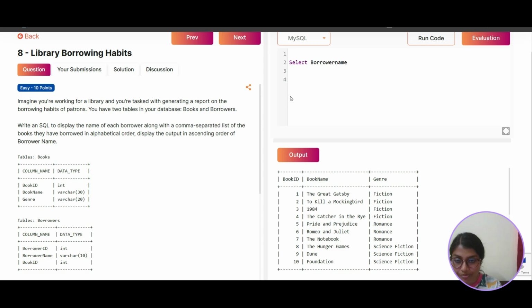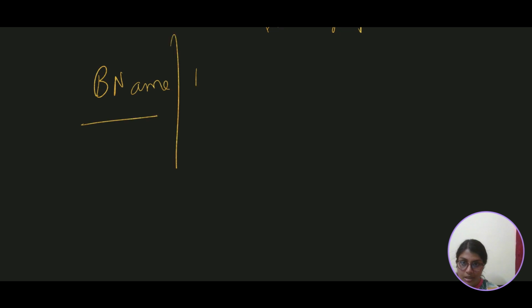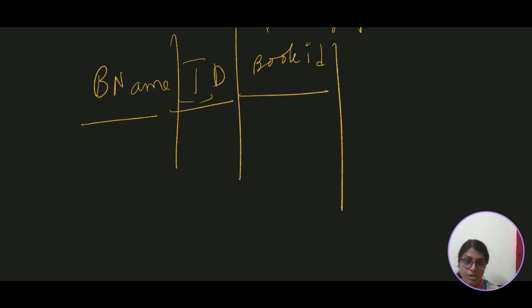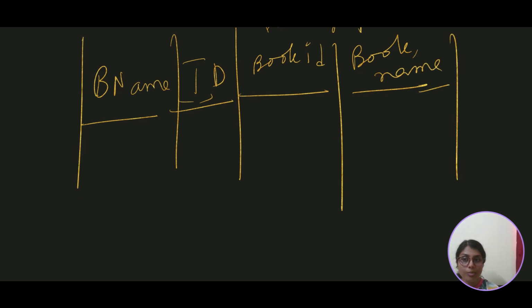Borrower name. Okay, let me just explain it to you first. So let's say if we have the borrower name, ID and the book ID, right? So first what will we do? We will just take the book name side by side. Now this is the borrower name and this is the book name.